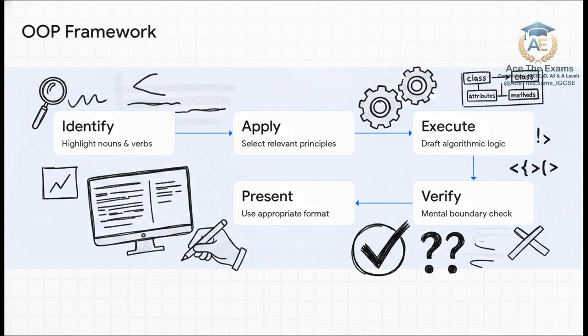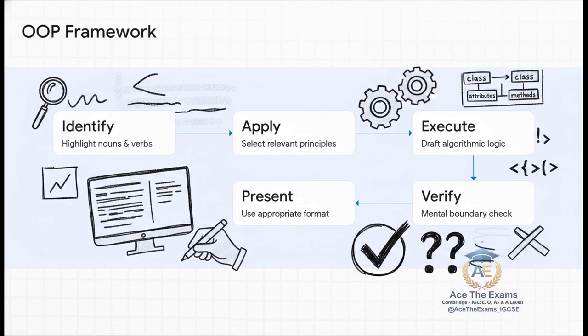Step 2, apply relevant principles. Look at the problem and ask yourself, are you going to need encapsulation here? Is polymorphism required to handle different data types fluidly? Select your tools before you start building. Step 3, execute analysis with clear working. This is where you actually draft your algorithmic logic, making absolutely sure you are documenting your steps.